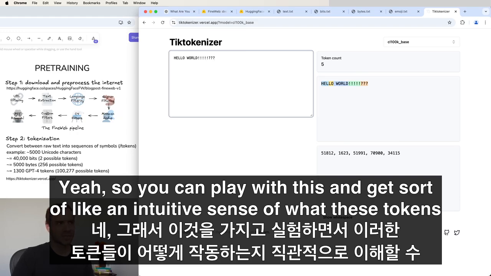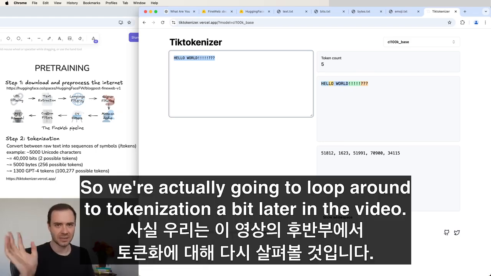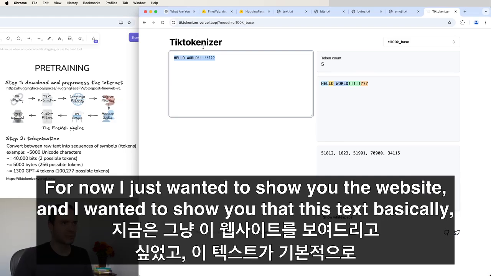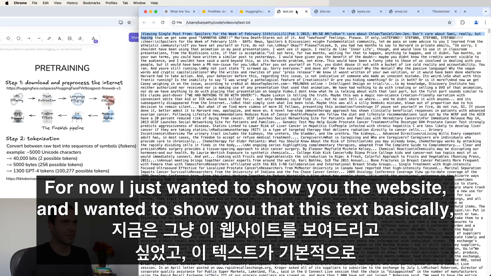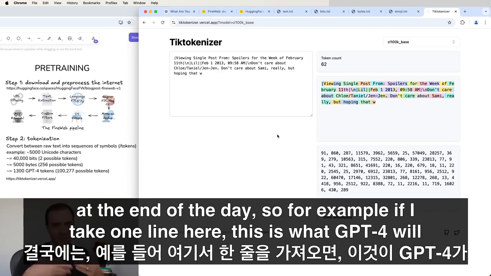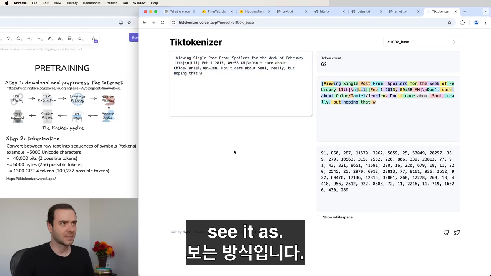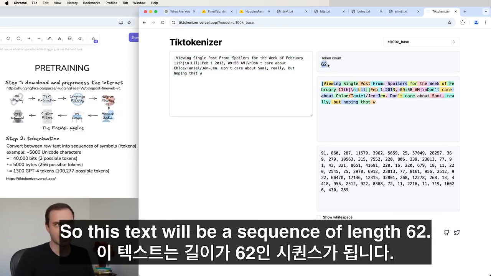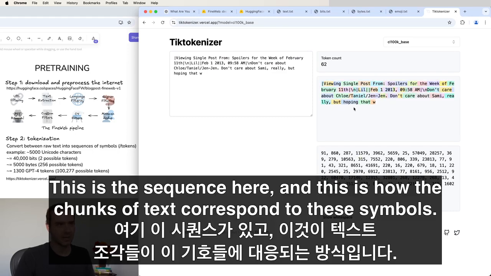Yeah, so you can play with this and get an intuitive sense of what these tokens work like. We're actually going to loop around to tokenization a bit later in the video. For now, I just wanted to show you the website. And I wanted to show you that this text, at the end of the day, so for example, if I take one line here, this is what GPT-4 will see. So this text will be a sequence of length 62. This is the sequence here. And this is how the chunks of text correspond to these symbols.